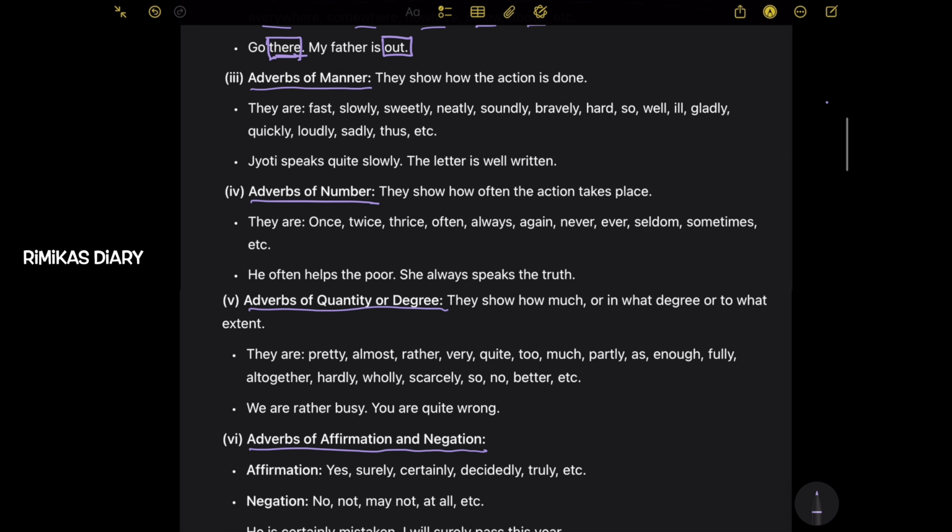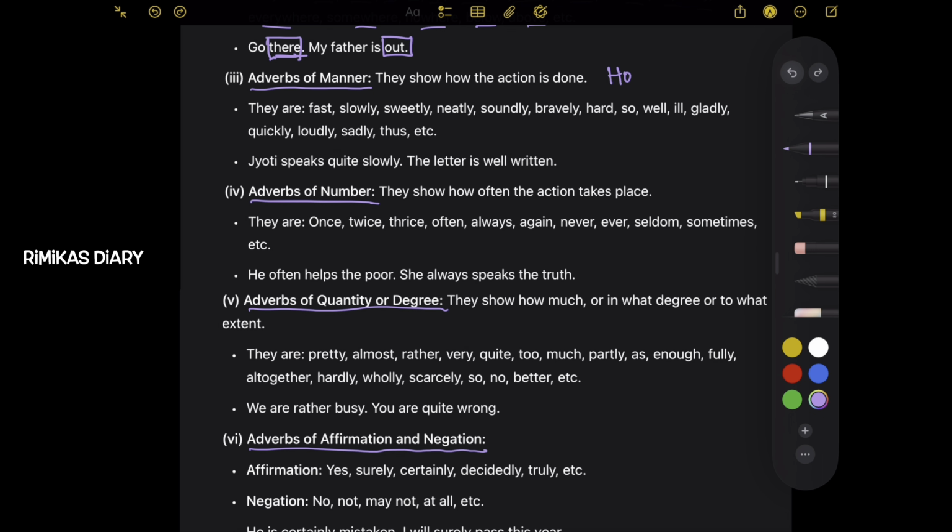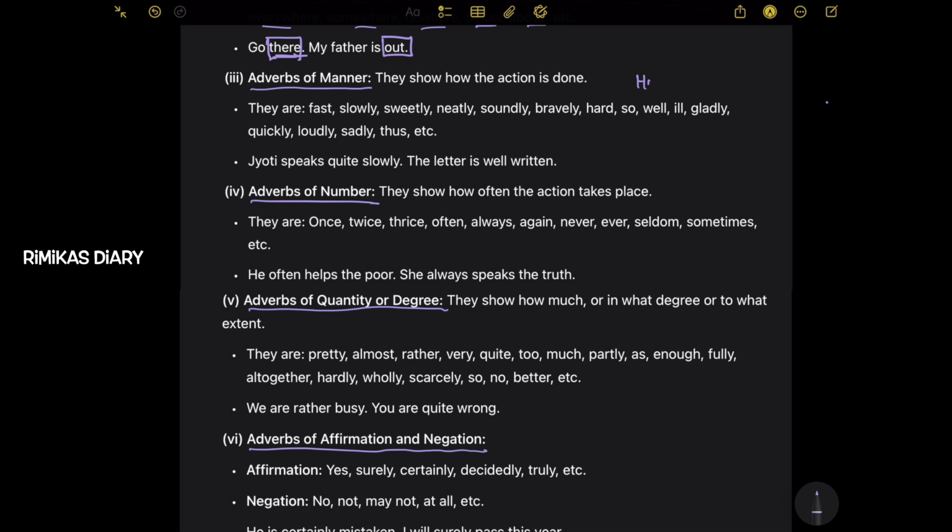Next, adverbs of manner. They show how the action is done. So this answers the question how. They are fast, slowly, sweetly, neatly, soundly, bravely, hard, so, well, ill, gladly, quickly, loudly, sadly, thus, etc. Jyoti speaks quietly, slowly. The letter is well written.